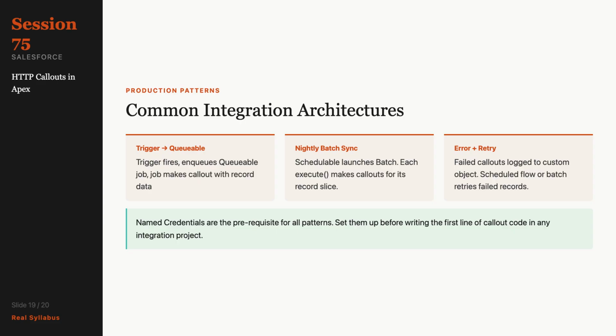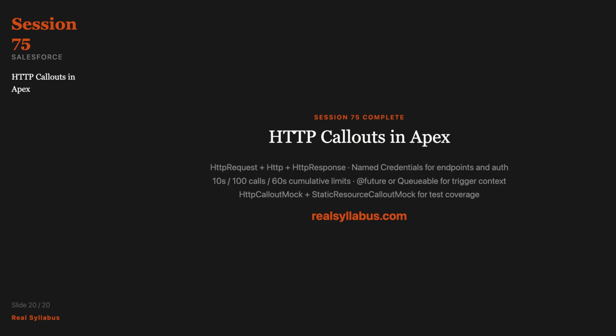Session 75 complete. HTTP callouts in Apex. HttpRequest, HTTP, and HttpResponse for the call. Named credentials for endpoint and auth management. Callout limits: 10 seconds, 100 calls, 60 cumulative seconds. Async patterns: @future or Queueable for trigger contexts. Mock testing: HttpCalloutMock or StaticResourceCalloutMock in tests. These are the building blocks for every Salesforce integration.